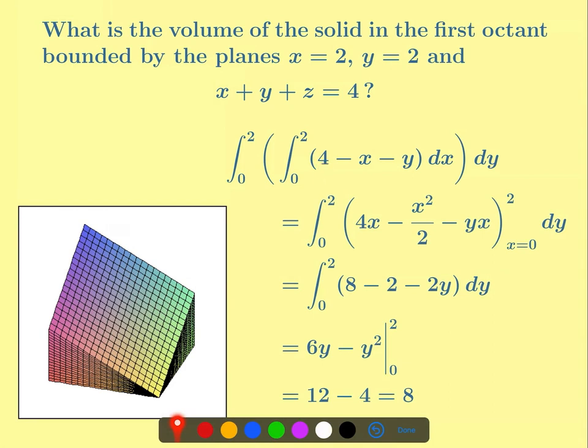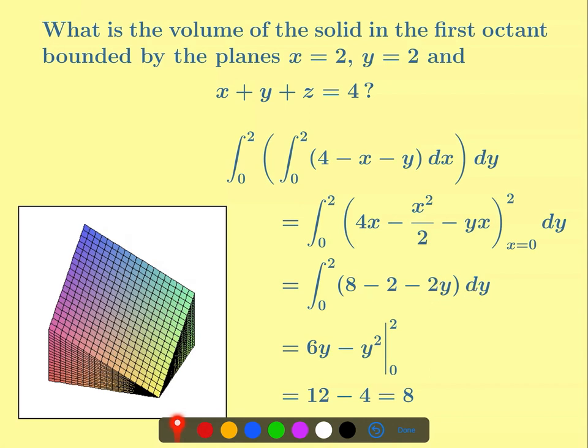So just calculating this, I'm integrating with respect to x, so I get 4x minus x squared over 2 minus yx, again treating the y like a constant. X is going from 0 to 2, so I replace x with 2 and then 0, but 0 you can see I'm just going to get 0. So I'm really just replacing x with 2 here. I get 8 minus 4 over 2, which is 2, minus 2y. So this is 6 minus 2y.